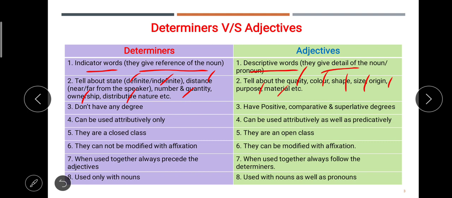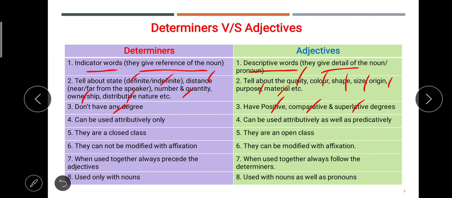The third difference is determiners don't have any degree. On the other hand, adjectives have 3 degrees: positive, comparative and superlative degrees. Like we can say tall, taller, tallest. 3 degrees are there. It means this word is an adjective.